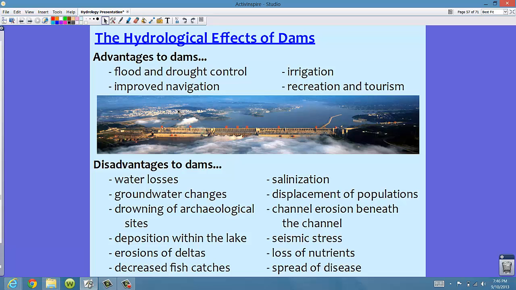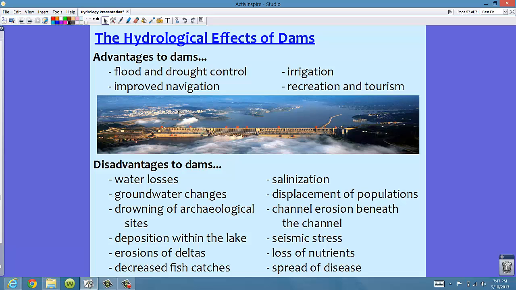Improved navigation. Think of the lock system that's in the Panama Canal. These are basically a series of dams that allows ships to go from the Atlantic Ocean to the Pacific Ocean. And recreation and tourism. I mean, these can be used for purposes of travel as well. They can be beautified, and they can make places beautified as well. So you can come and visit, and these are big lakes, like the Hoover Dam is something that people do go and visit. Now there are disadvantages to dams as well.